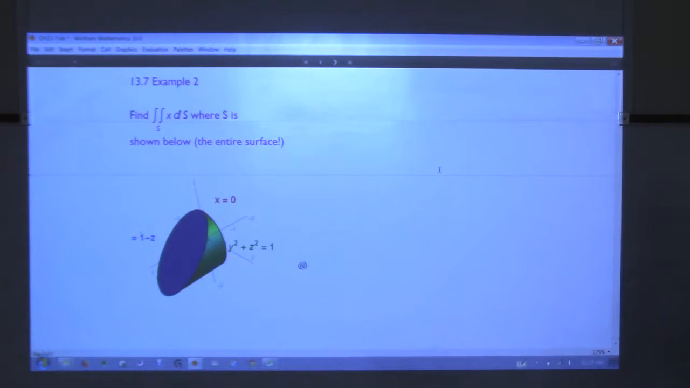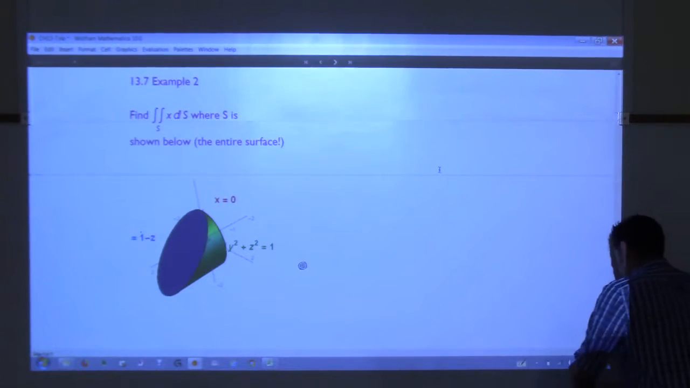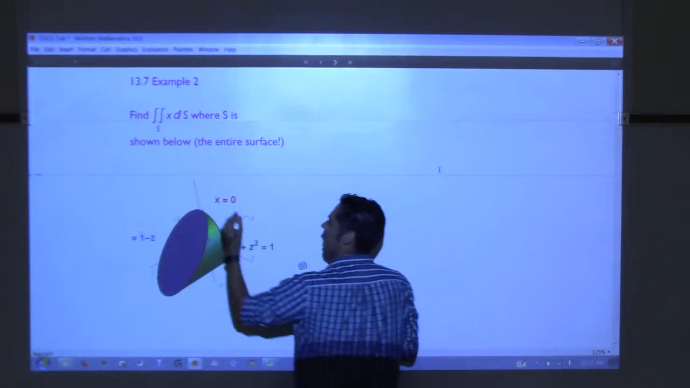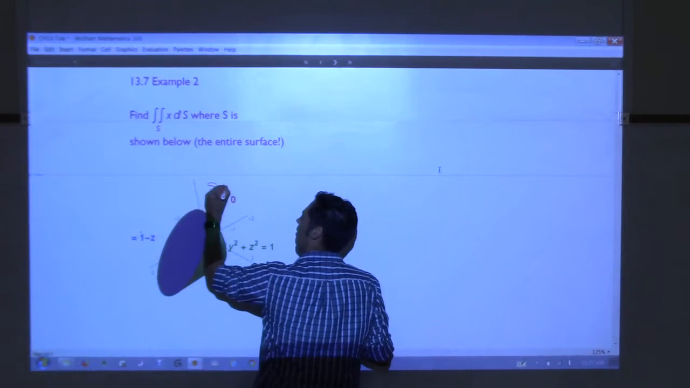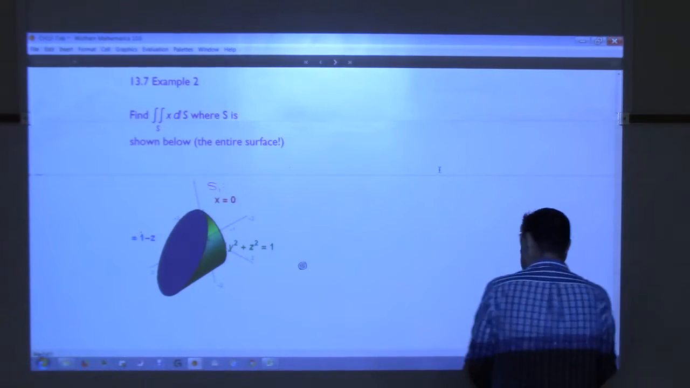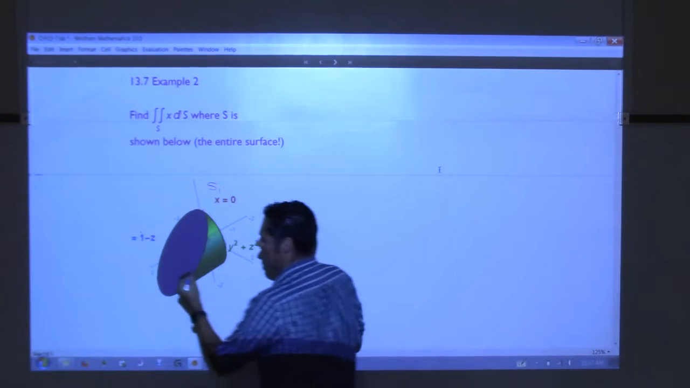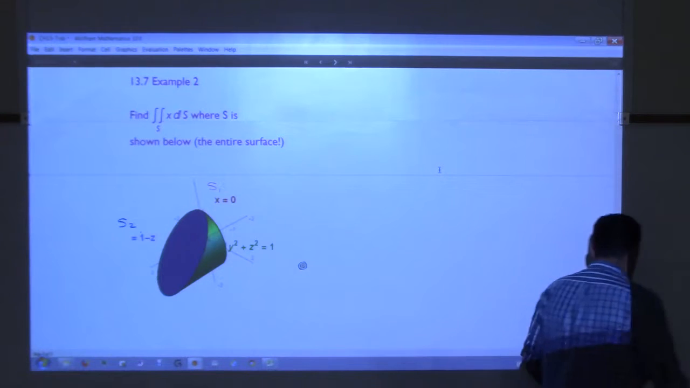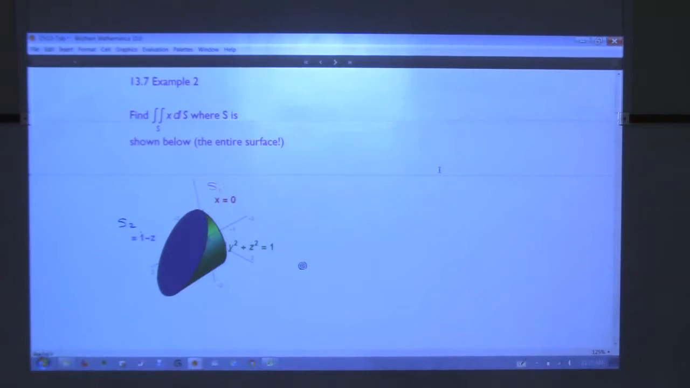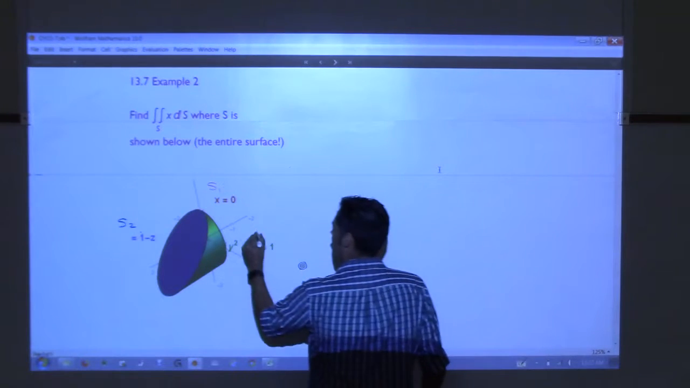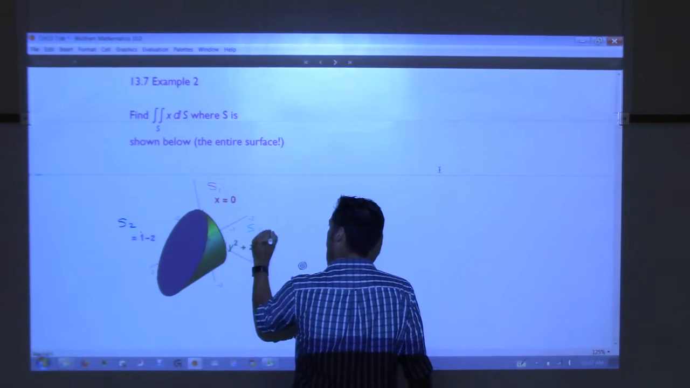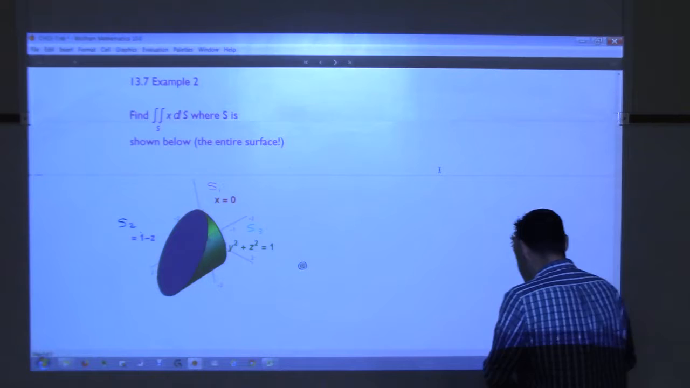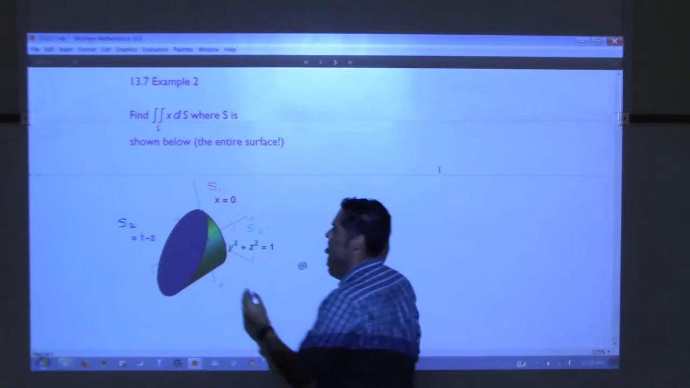All right, let's talk about those surfaces. Let's label them. Let's call one of them S1. S2. I know I brought green today. S3. Okay. Which one do you want to go after first?